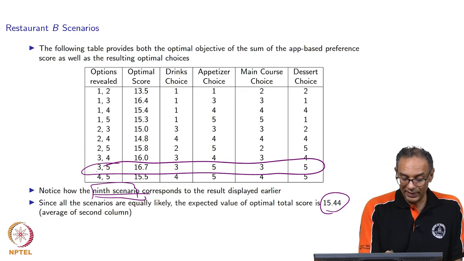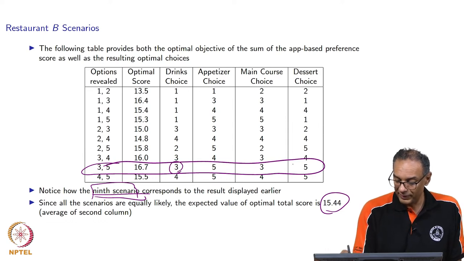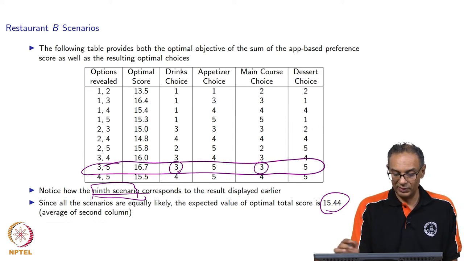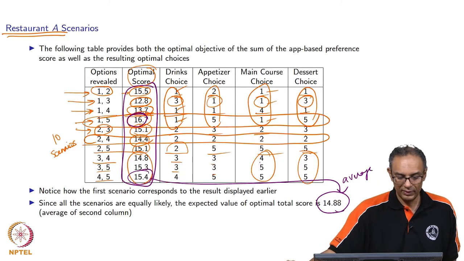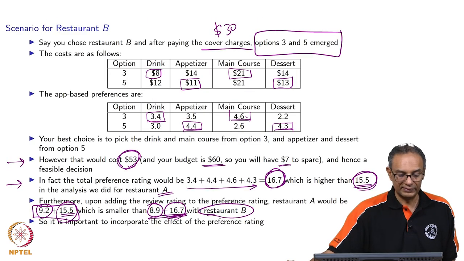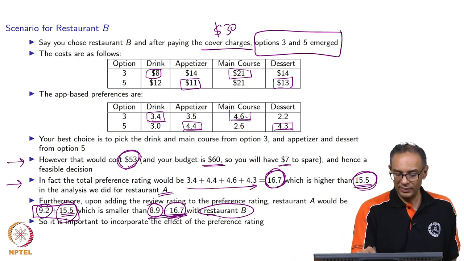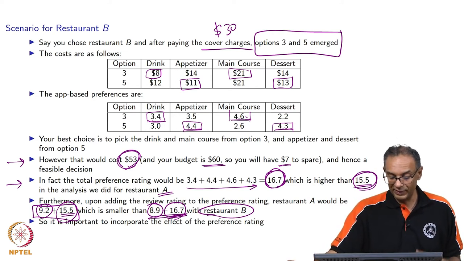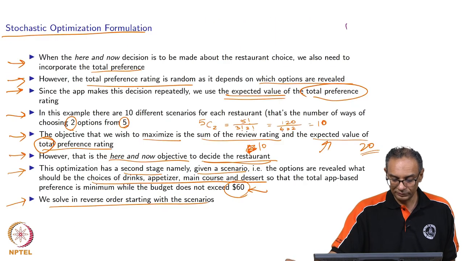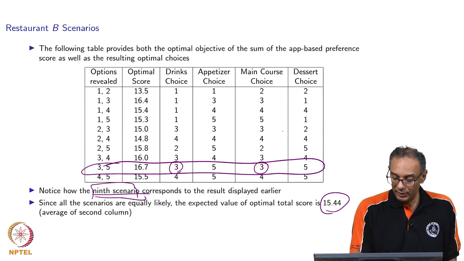Now let's say we had options 3 and 5 revealed. Then we saw earlier that we'd pick 3 as our drinks choice and main course, and dessert and appetizer of 5. So let's just go and confirm that that is the case, right? So drinks and main course from option 3, dessert and appetizer from option 5. In fact, this would even give us $7 to spare, but it would make our ratings extremely high. All right.